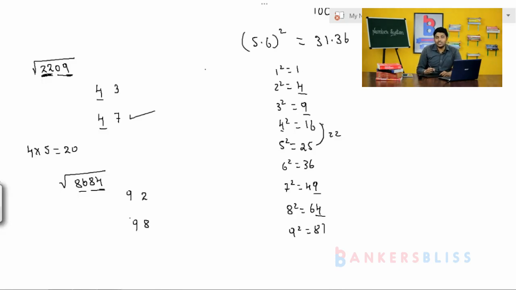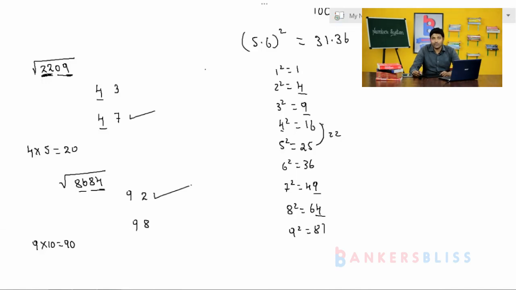Between these two numbers, one will be the answer. We have identified the 10th digit, the 10th digit is 9. What is the successive number? 9 into 10, that is 90. But we should get 86. See here, 90 is more than 86. Then among these two, which is the lesser number? 92 is the lesser number. Therefore, the square root of 8684 is 92. Very simple.